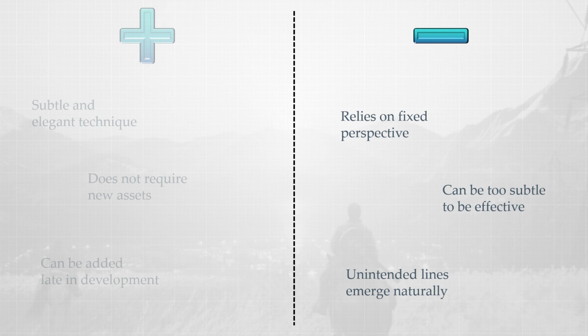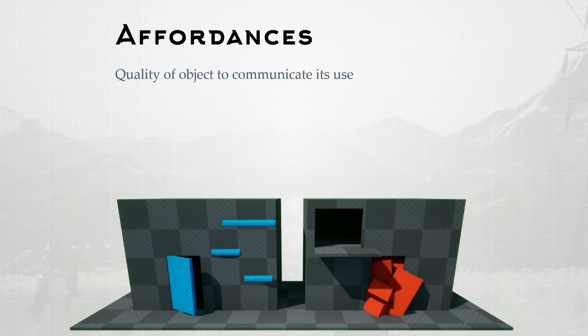So there will be a lot of unintended leading lines that you have to pay attention to when setting up a scene. A very interesting concept from design in general is the concept of affordance. And this is the quality of an object to communicate how it's supposed to be used, just via its physical properties, the way it looks, the way it feels, and so on.